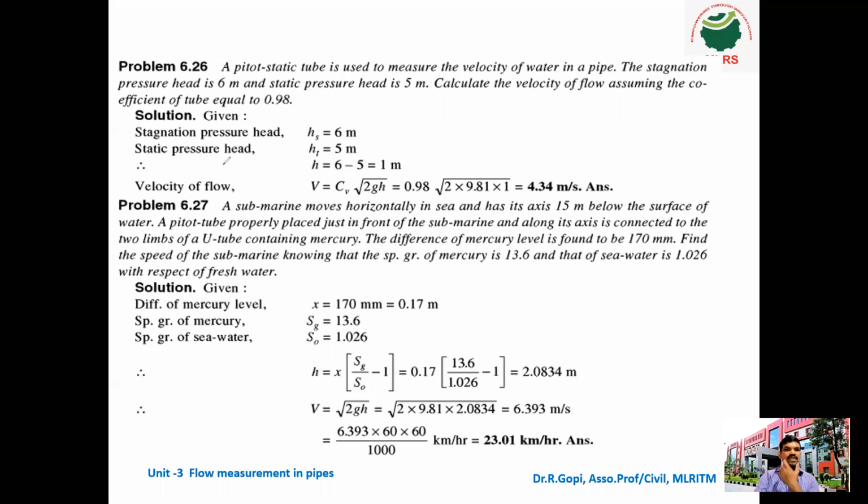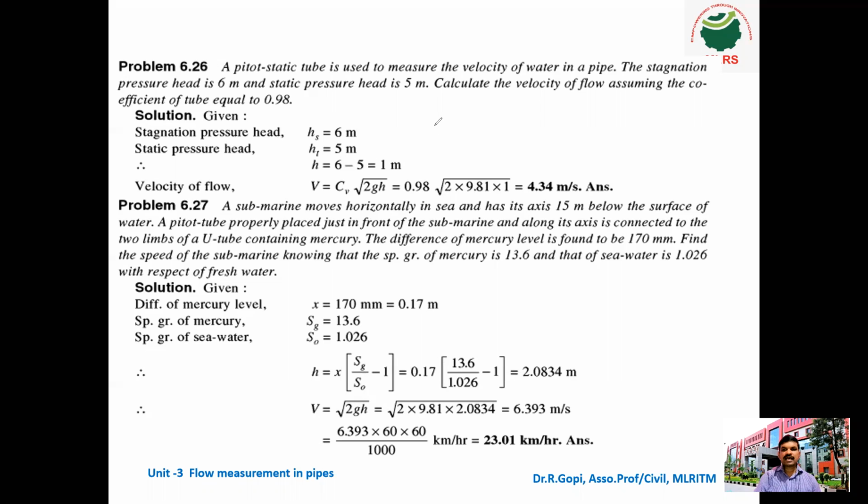Next, static pressure head. Static means at rest. Stagnation means when not flowing. So stagnation is 6 meter and static pressure head is 5 meter. Now, what is the difference in the pressure head? It is 6 minus 5.